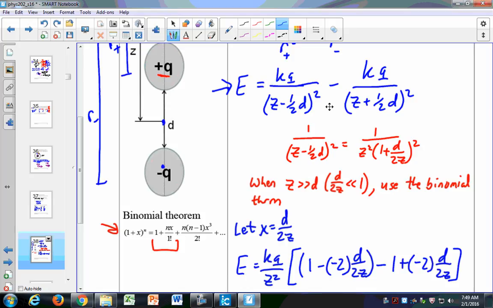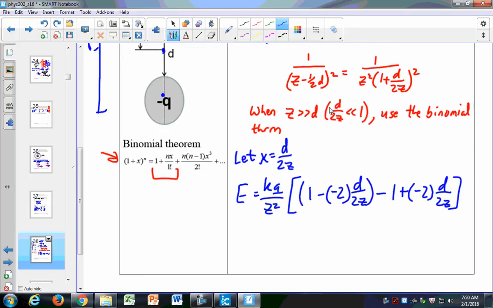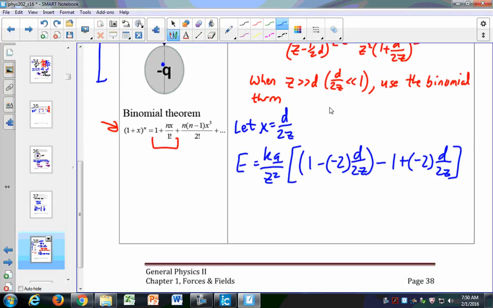Taking this expression, factoring out the z squared here, applying the binomial theorem, letting x equal d over 2z, it gets us to this here. Don't sweat the details too much, but I do want you to be aware that people often use the binomial theorem to take an expression and make it a lot simpler. You'll probably see it in calculus, in PChem, or in some of your upper level engineering classes. So I'm not too worried about the algebra of how all this happens right now, but just know that this binomial theorem can be used to take an expression that looks complicated and make it a lot simpler.